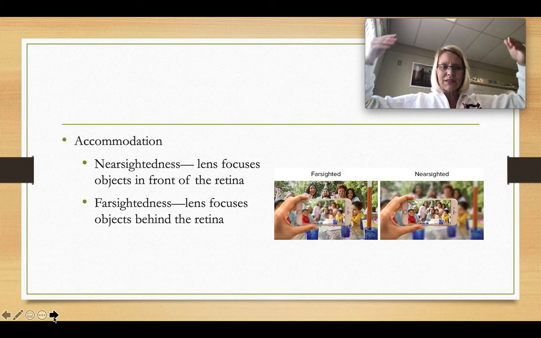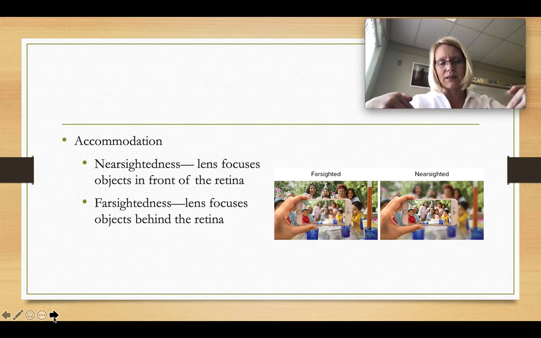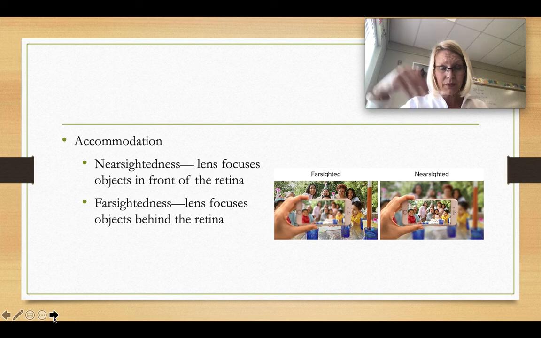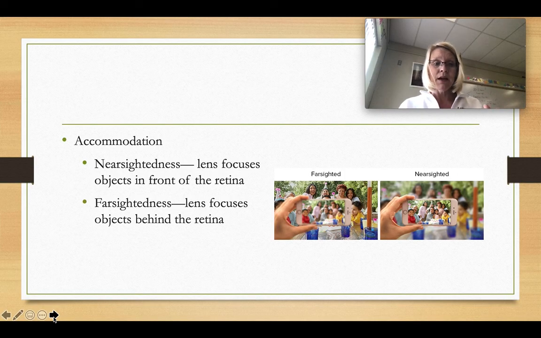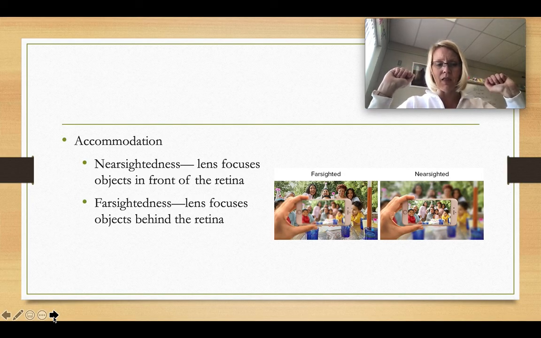In nearsightedness, the light focuses the object in front of the retina. The question they're going to ask on the AP test is not just about nearsightedness. They're going to want to know, where is the object focused? Is it in front of the retina or behind the retina? In nearsightedness, it's in front of the retina. If you have farsightedness, which is called hyperopia, this is when the lens focuses the object behind the retina. And again, we're going to talk about the retina a lot here.